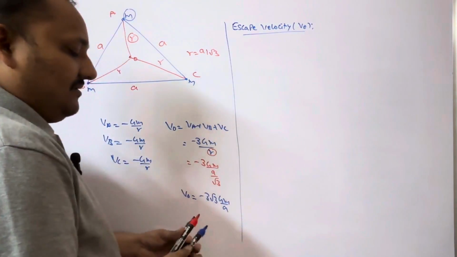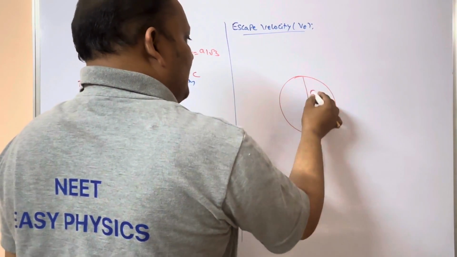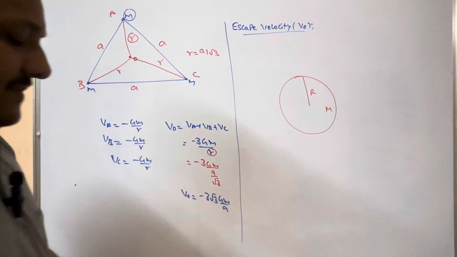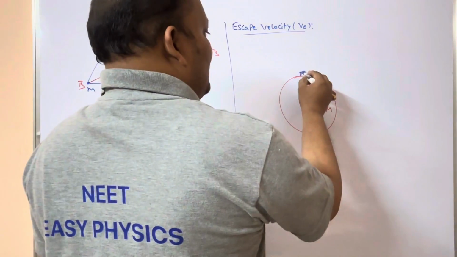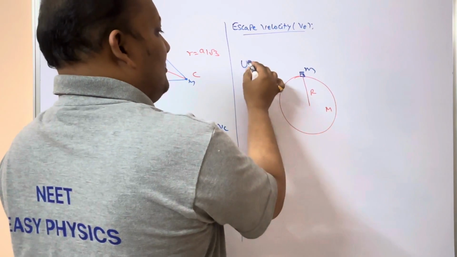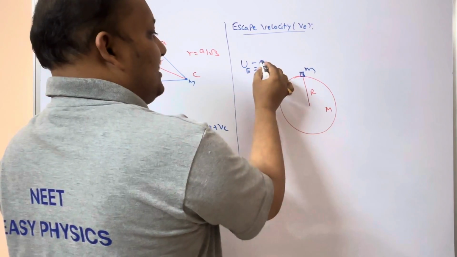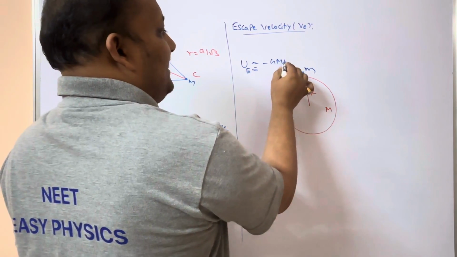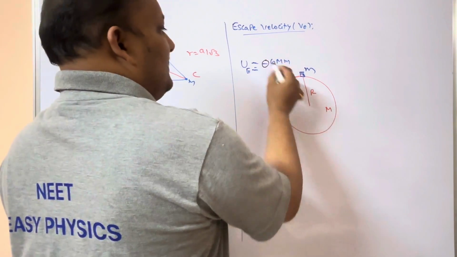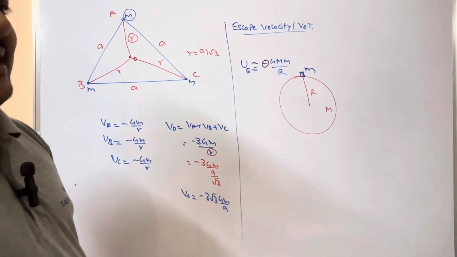So every object, very simply, we are going to discuss every object that is placed on the surface of the earth or a planet. How much gravitational potential energy does this mass have? On the surface of the earth, the gravitational potential energy is equal to minus GMm by capital R. This negative sign indicates that the object is under the influence of that gravitation, so it is going to be attractive.